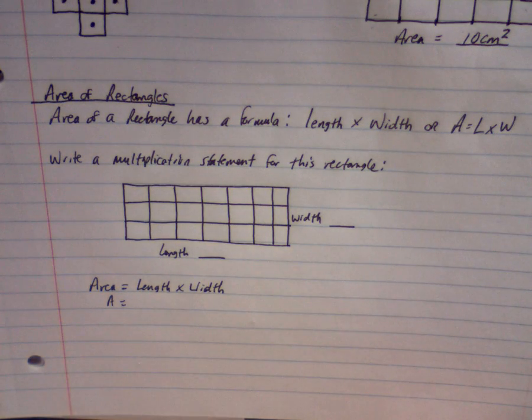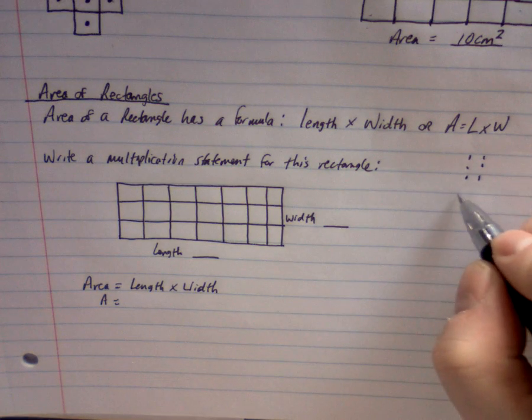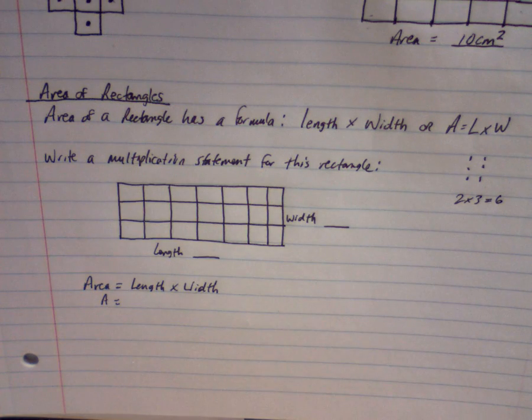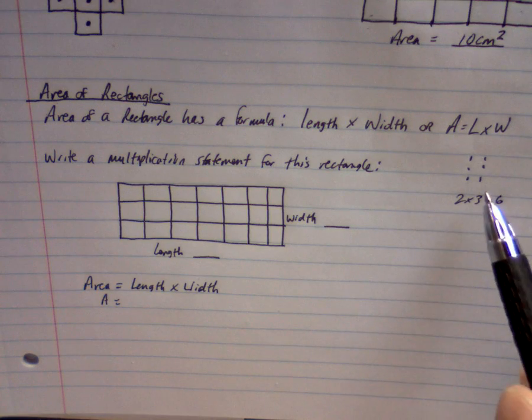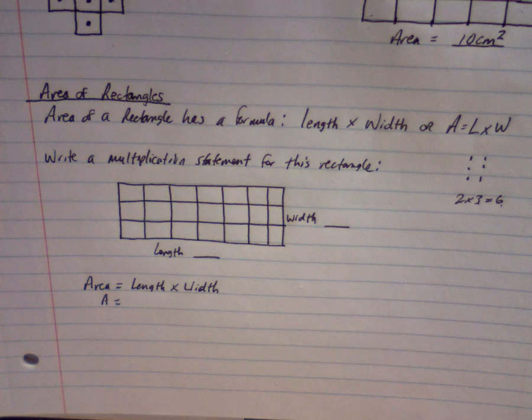Formula for rectangles is length times width. Your book focuses on length times width, and they get you to write some multiplication statements using arrays, which you've done before. What's our multiplication statement? You would say, you got 2 rows, 3 in each row, and equals 6. What we basically did there is we said the length, which is 2, times the width, which is 3, equals 6. That's all there is to it.